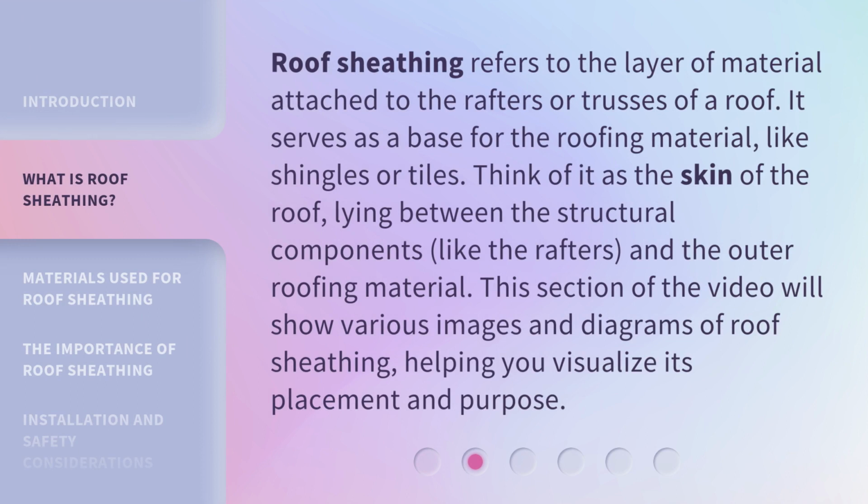Roof sheathing refers to the layer of material attached to the rafters or trusses of a roof. It serves as a base for the roofing material, like shingles or tiles. Think of it as the skin of the roof, lying between the structural components, like the rafters, and the outer roofing material. This section of the video will show various images and diagrams of roof sheathing, helping you visualize its placement and purpose.